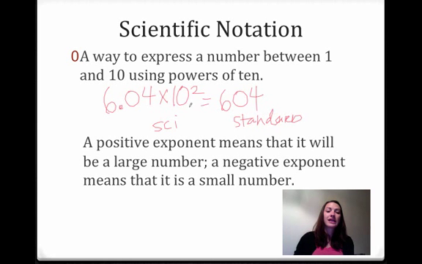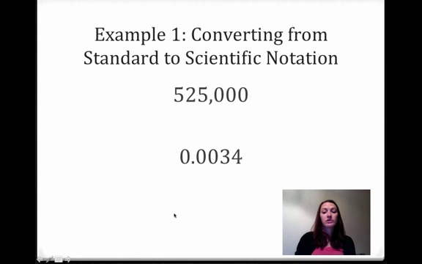Right? So it's just an easy way of representing really large numbers and really small numbers, okay? So a positive exponent, like the one I did here, means that it's going to be a large number, okay? It's going to be greater than 1. A negative exponent means that it's going to be a small number, smaller than 1. Positive exponent, greater than 1, negative exponent, between 0 and 1, all right? Excellent.